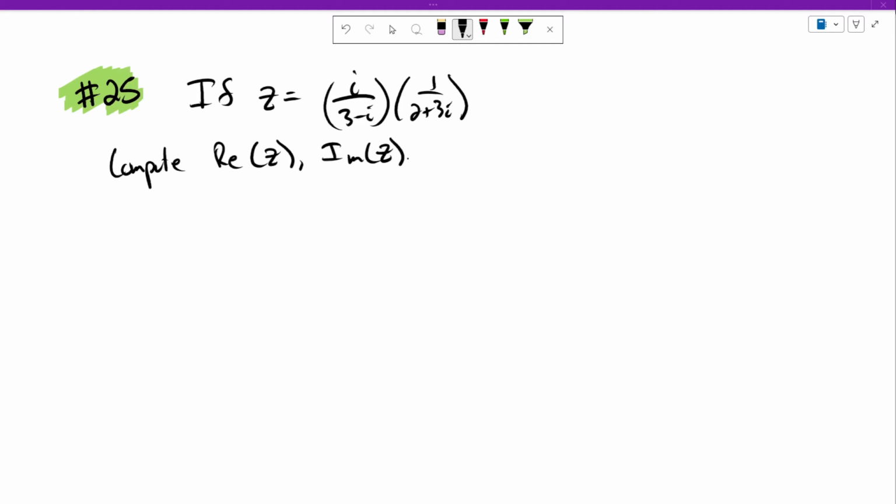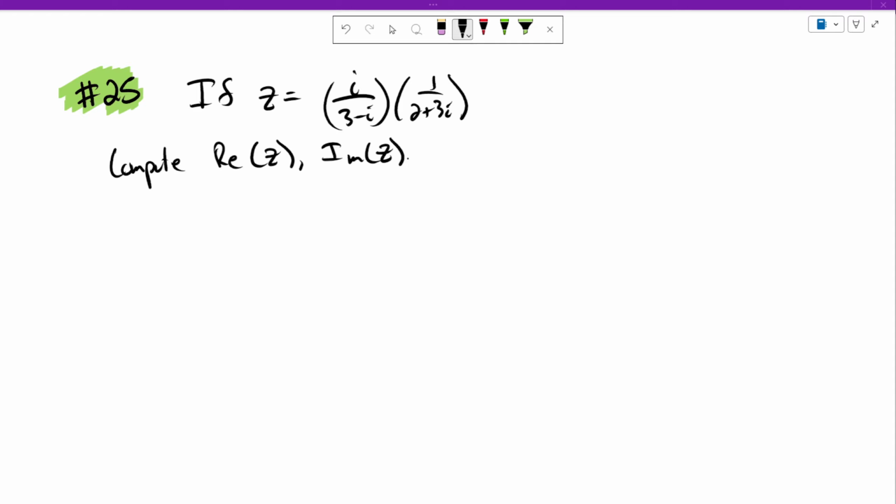In problem 25 from our textbook, we are going to do a more involved computation, and we want to compute the real and imaginary parts of this more complicated product of complex numbers. So z here is i over 3 minus i, whatever that is, times 1 over 2 plus 3i, whatever that is. And then we want to compute that product and then take the real and imaginary parts.